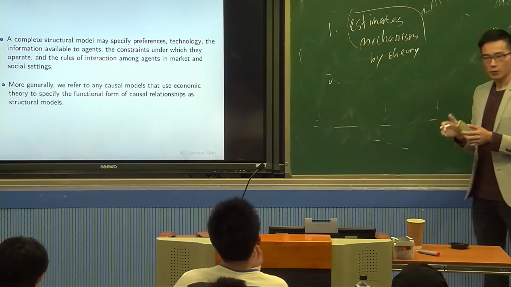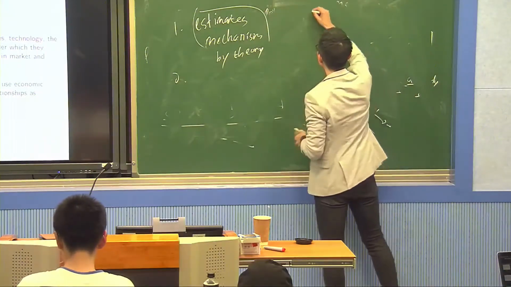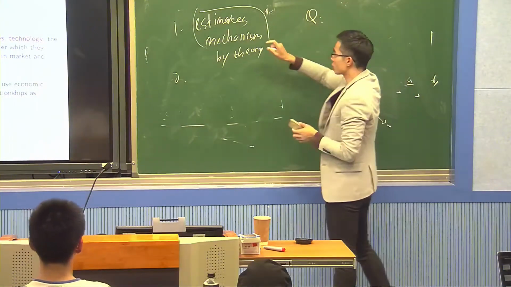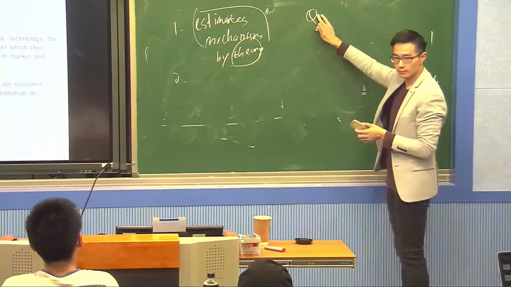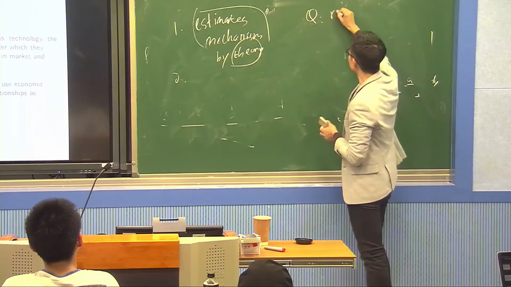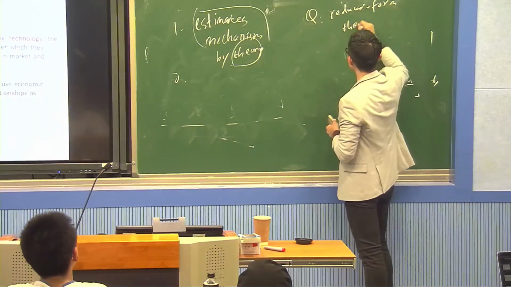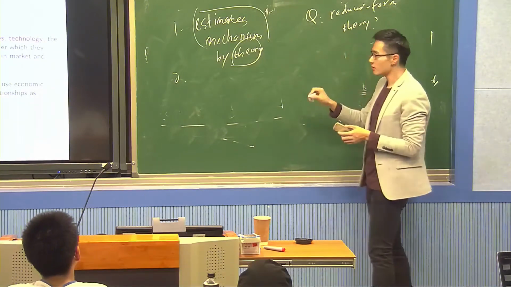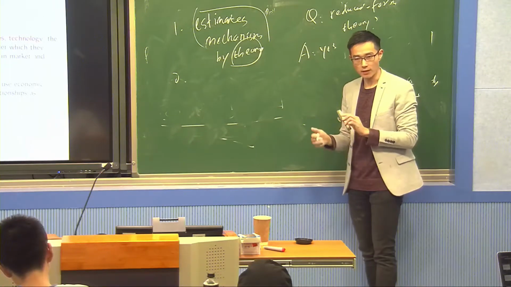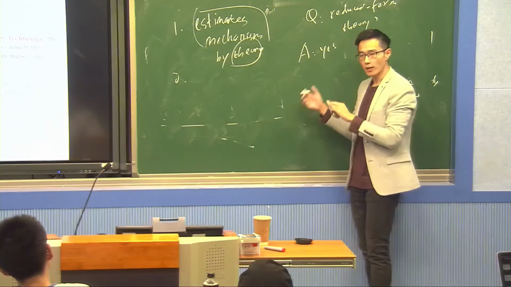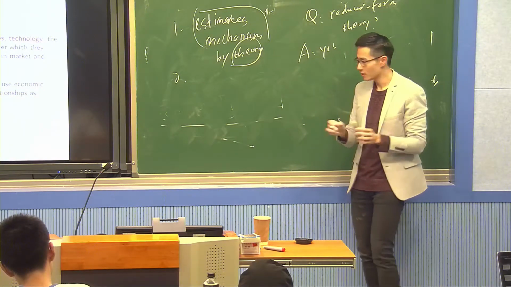So what is the difference between structural and reduced form? A structural model uses economic theory. Does reduced form use economic theory or not? That's the question. Well, the answer is yes. Reduced form also uses economic theory, but in a different way. The way that reduced form uses economic theory is the way that I talked about in my previous lectures, which is this.